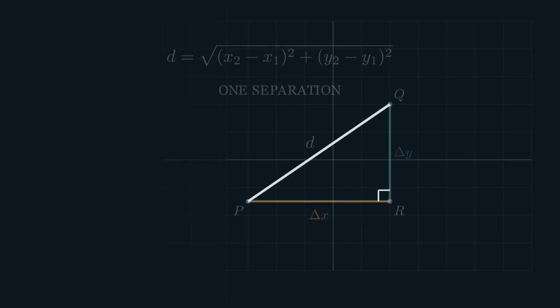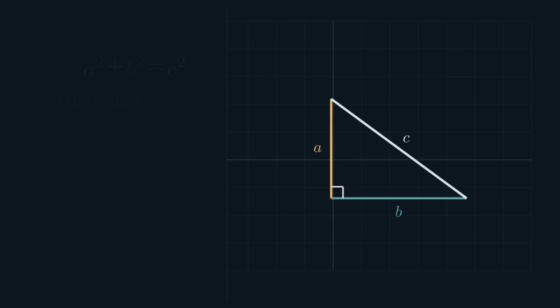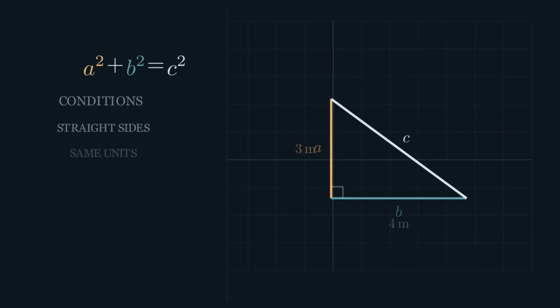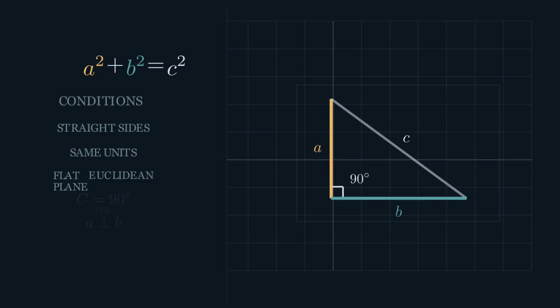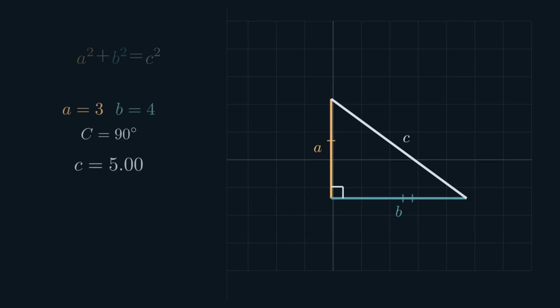The compact formula still stands on conditions. The sides must be straight. The units must agree. The triangle must lie in a flat Euclidean plane, and A and B must meet at exactly 90 degrees. Now keep their lengths fixed at 3 and 4, but change the angle between them.